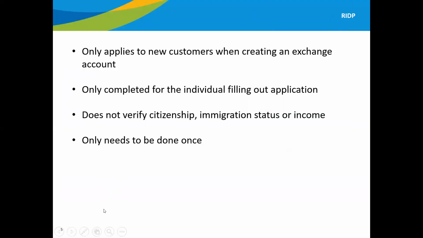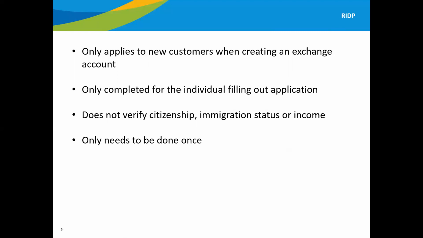For remote identity proofing, or RIDP, this new functionality will only apply to new customers who are creating an account through the exchange. Individuals who already have an account through the exchange and are enrolled in a plan will not be taken through the remote identity proofing screens and will just go ahead and apply for new coverage for this year. The remote identity proofing, or RIDP, is only for individuals who are filling out the application, meaning that customers who are doing the data entry and signing the applications are the ones who need to be remote identity proofed, not anyone else on the application. This is meant to prevent fraud.